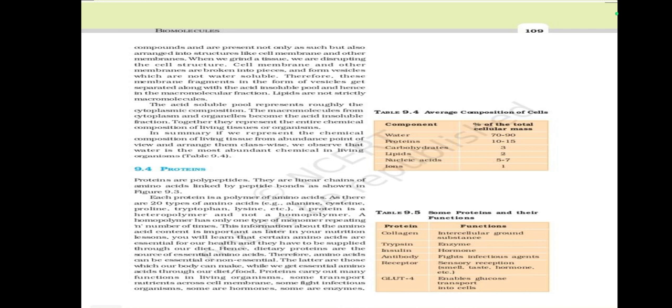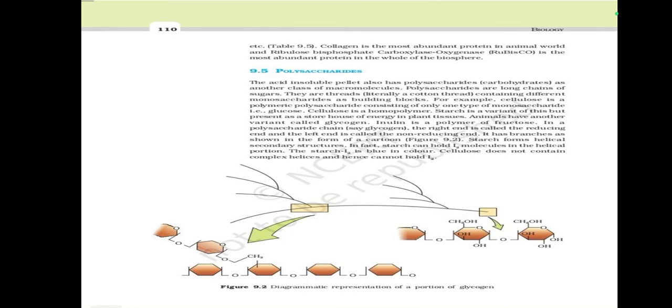Proteins carry out many functions in living organisms. Some transport nutrients across cell membrane, some fight infectious organisms, some are hormones, some are enzymes, etc. Table 9.5. Collagen is the most abundant protein in animal world and ribulose bisphosphate carboxylase oxygenase, RuBisCO, is the most abundant protein in the whole of the biosphere.